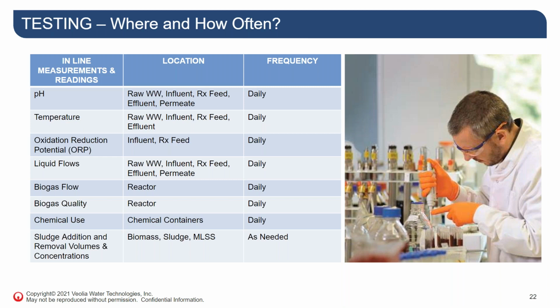You also want to keep track of the amount of sludge that you're putting in and removing, so you can do a solids balance across the reactor and calculate how much biomass growth you have.